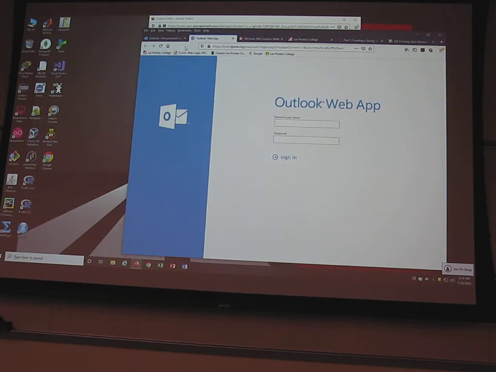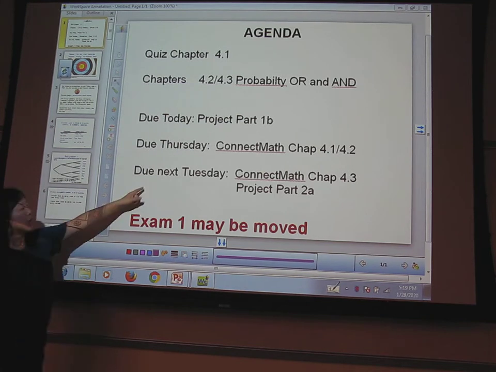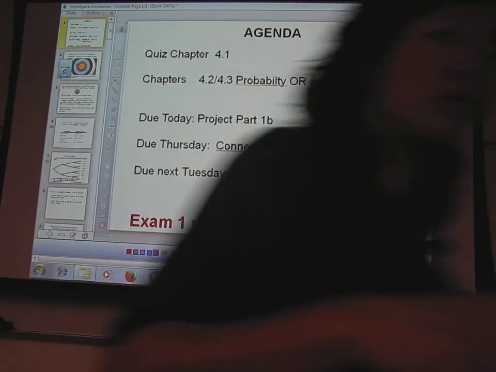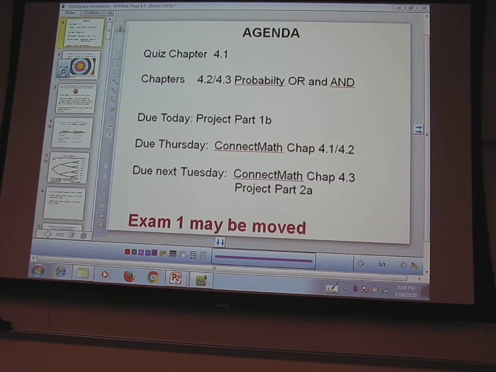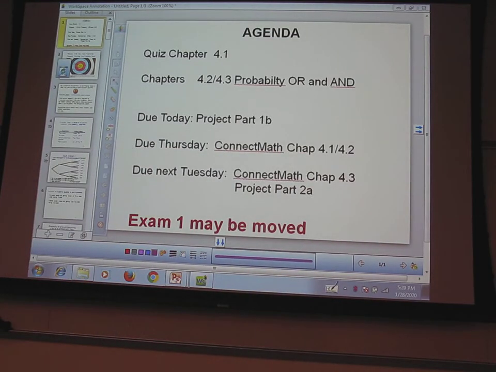All right. So let's get back to this stuff over here. You have some Connect Math due coming up. I might wait another couple days on that one. We might need to move exam 1. I'll know better after next class, depending on how much material we get through. Right now it's scheduled for next Thursday, so it might be a little bit further than that.